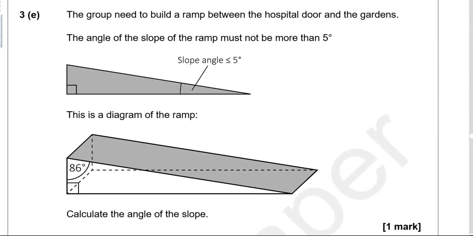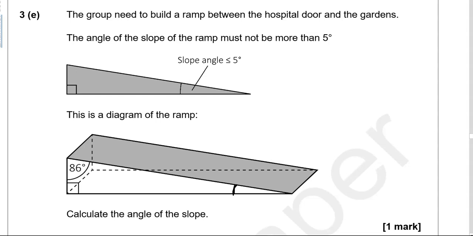The group needs to build a ramp between the hospital door and the gardens. The angle of the slope of the ramp must not be more than 5 degrees. This is a diagram of the ramp. Calculate the angle of the slope.